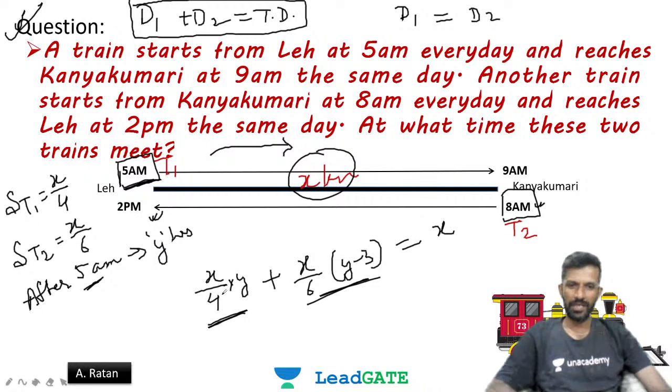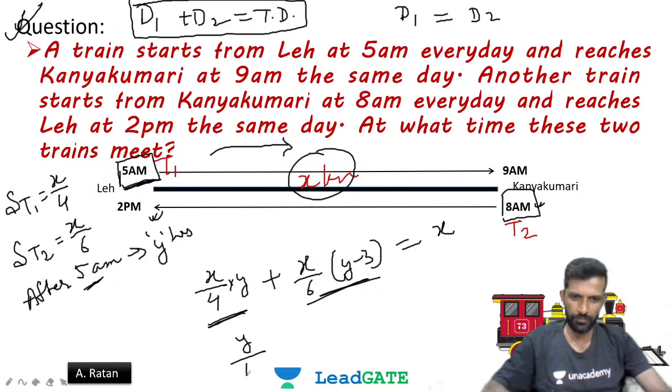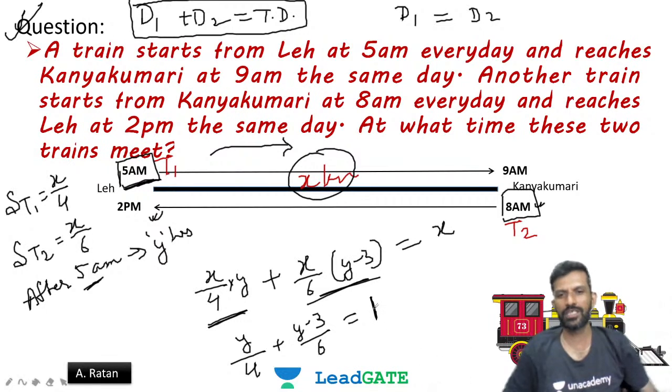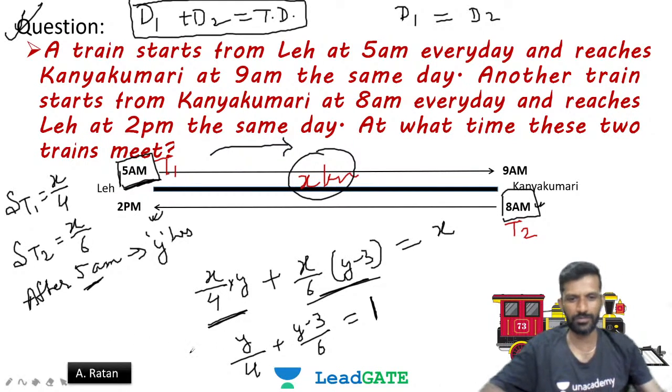Now let us sort it out. On the left hand side, if you take x common, what is left over? y by 4 plus (y minus 3) by 6 is equal to, whatever x you have taken common, send that to the right hand side. So x by x gets cancelled, equal to 1. Here in this equation you will get the y value. Let us solve this. The LCM of 4 and 6 is 12, so send that 12 to the right hand side: equal to 12.